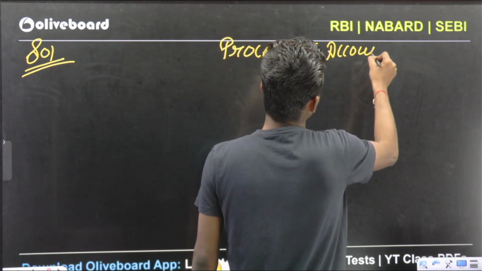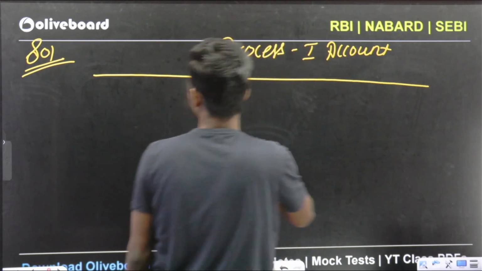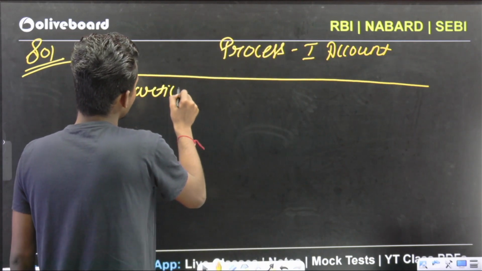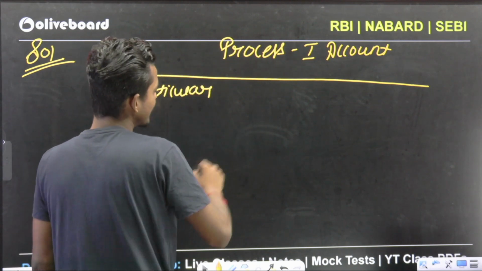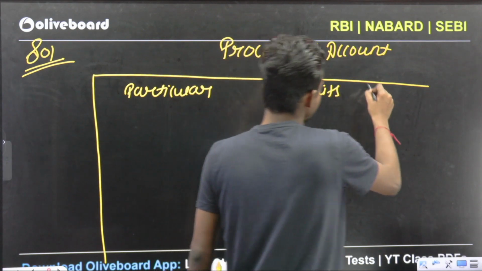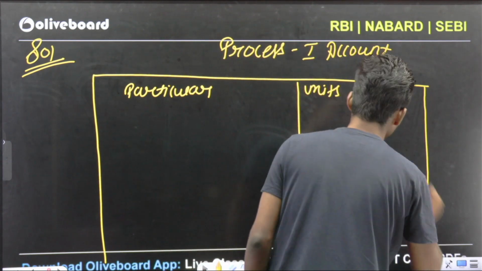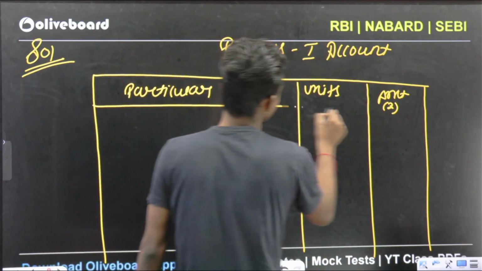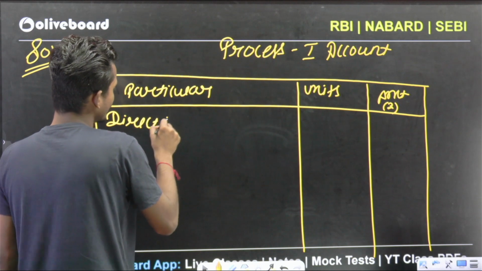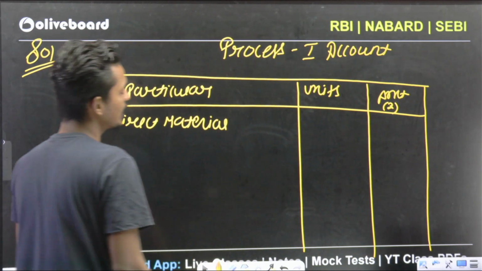So at the first process, I know very well, I am introducing some amount of raw material or direct material over here. Yes, that is in the form of units, and yes, we have some amount over here for the purpose of all the expenses that we will incorporate. So first of all, I am introducing the direct material.